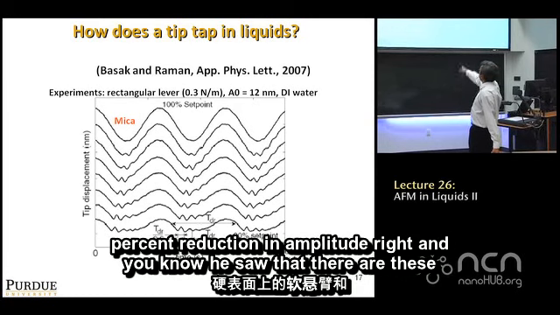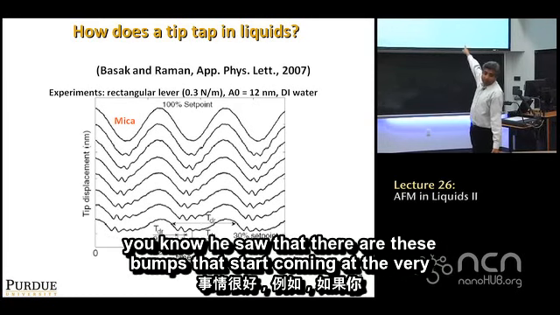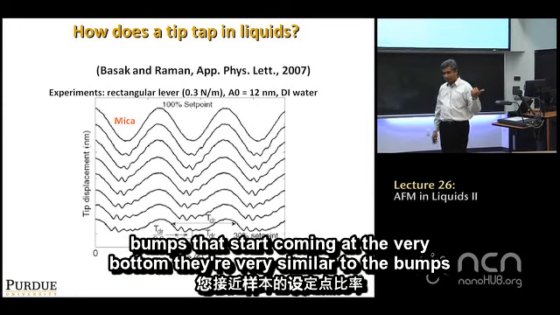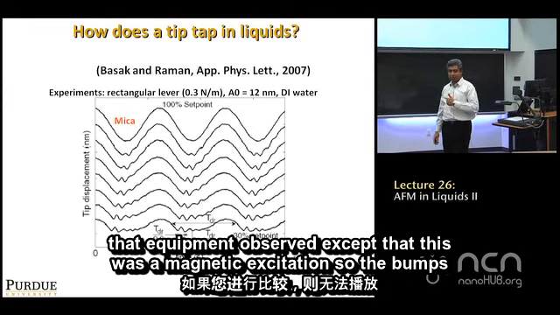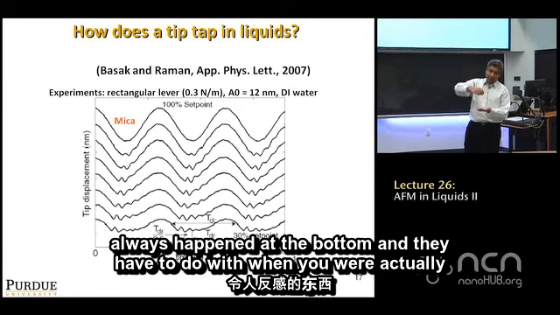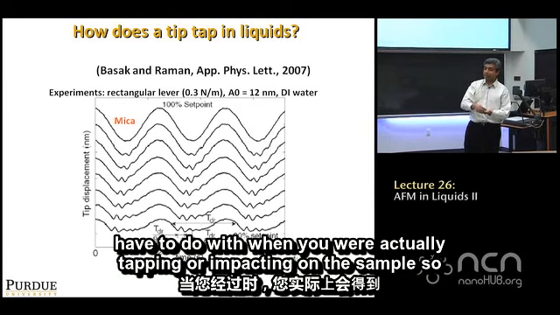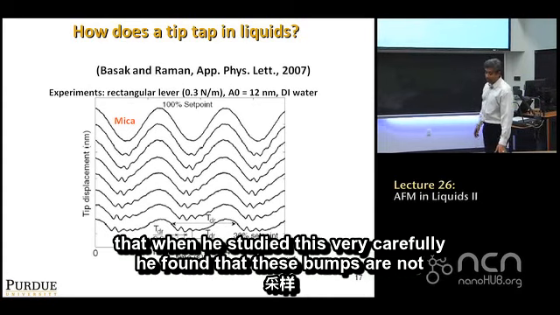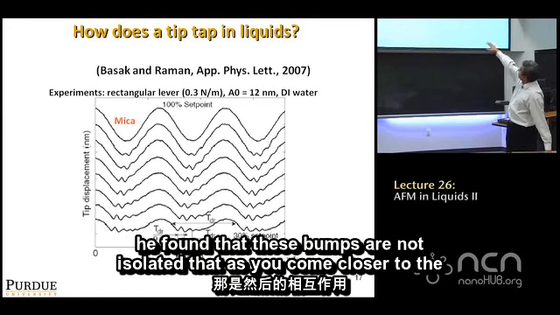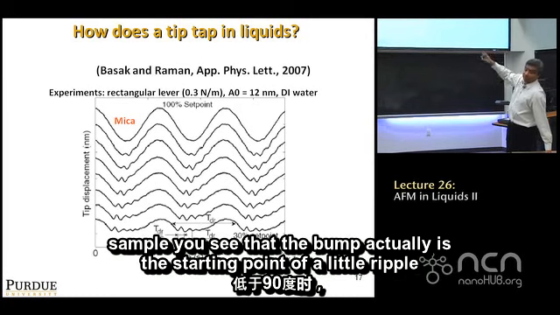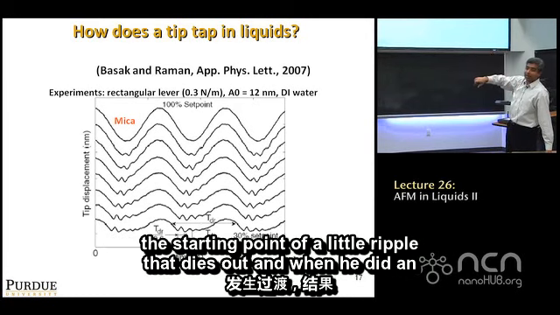He saw that there are these bumps that start coming at the very bottom. They're very similar to the bumps that Putman observed, except that this was a magnetic excitation. So the bumps always happen at the bottom, and they had to do with when you were actually tapping or impacting on the sample. The bumps are very similar, except that when he studied this very carefully, he found that these bumps are not isolated. As you come closer to the sample, you see that the bump actually is the starting point of a little ripple that dies out.